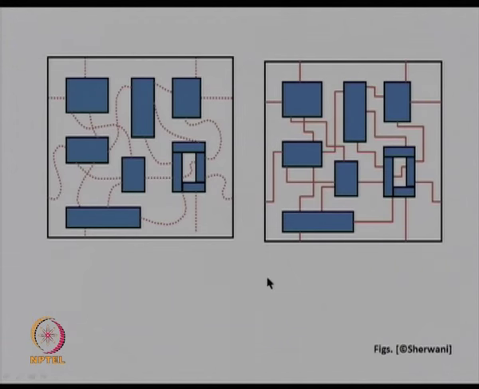So, here is one illustration from the book of Sherwani. The blue rectangles are the regions where the cells have been placed, and the dotted red lines are an approximate picture of how the wires will be routed. Then detailed routing is going to fix the exact location: the horizontal tracks and vertical branches along which this wire should go. This is still just an abstract picture, but it is one way of visualizing what global routing and detailed routing mean.